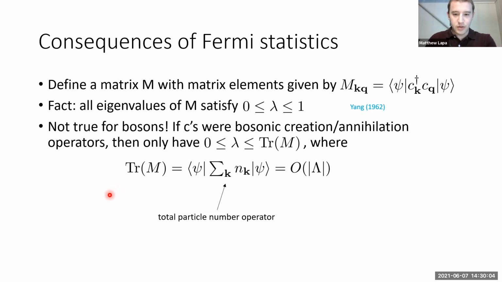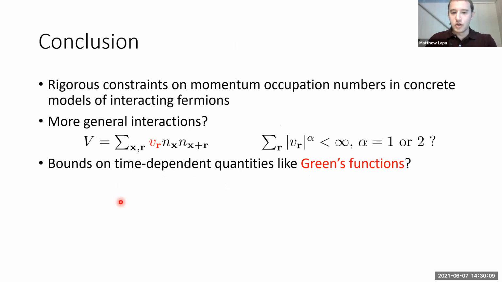Okay, so let me just wrap up and then I'm happy to answer any questions. What I showed is that you could actually get rigorous constraints on the momentum occupation numbers in concrete models of interacting fermions in a low temperature regime. And there are a couple of interesting questions for future work.